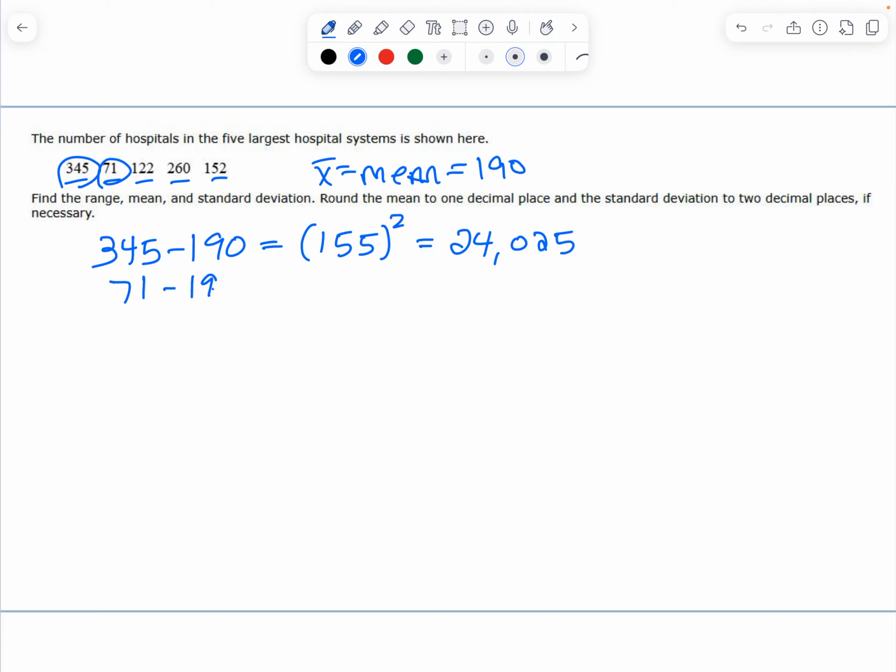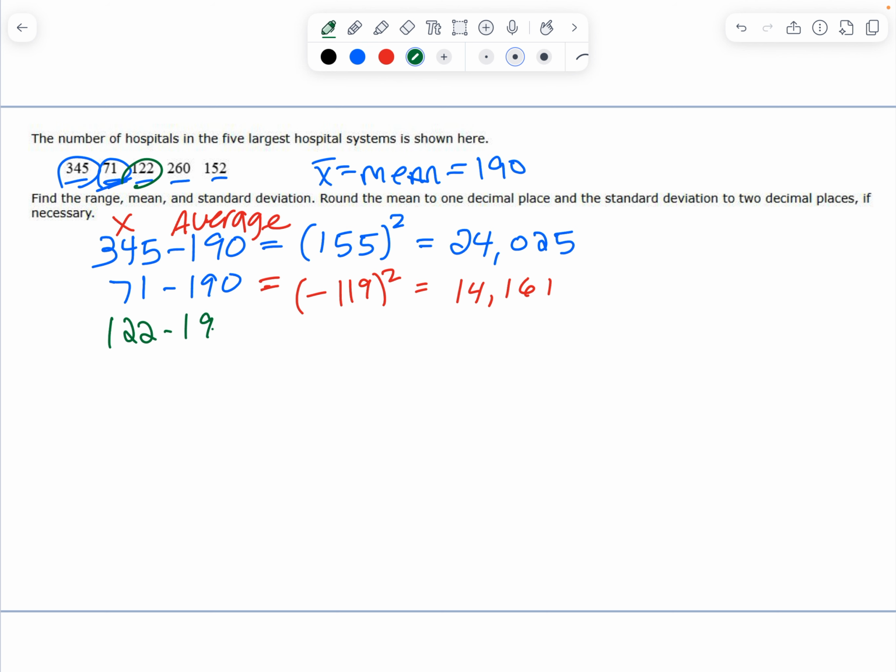The next one is 71. This is a smaller number of hospitals. It's below the average. Let's make sure we write this here. This is your average, and these are your data points here. So we're going to end up with something negative. 71 minus 190 is negative 119. If we square that, we end up with 14,161.